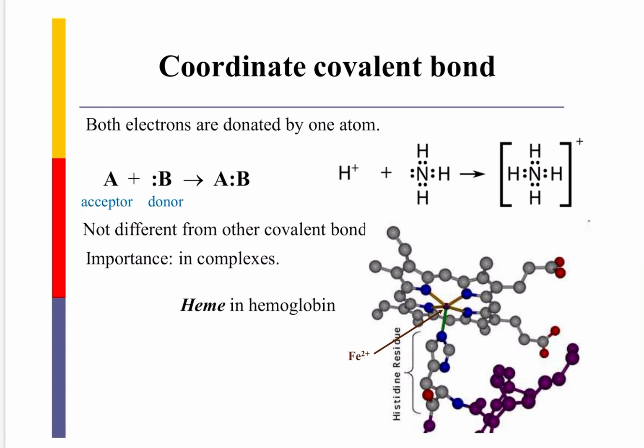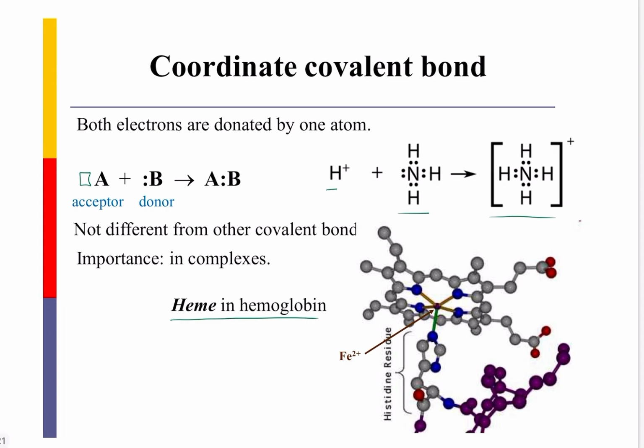The other type of covalent bond is the coordinate covalent bond. In the coordinate covalent bond, both electrons are donated by one atom, called the donor. But the second atom must have a free orbital. If we have a free orbital, then we can have this coordinate covalent bond. It usually makes complexes, for example heme in hemoglobin, or the reaction of a proton with ammonia to make ammonium. The difference from other covalent bonds is that it is very important in complex formation.